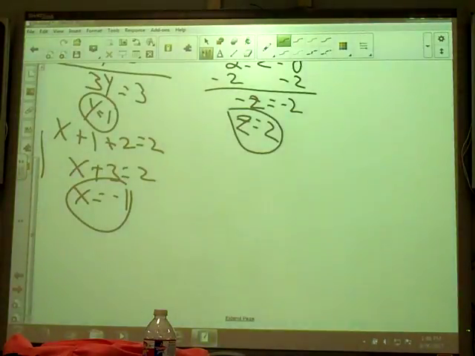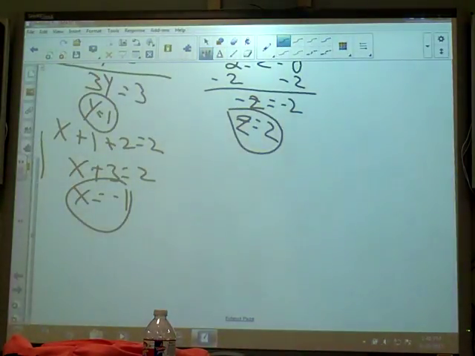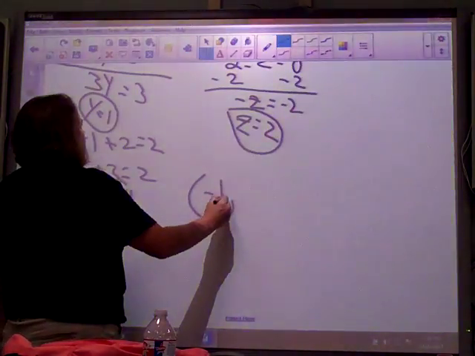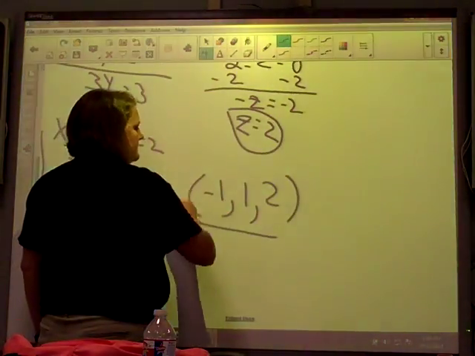Now when we did these yesterday, our answer was an ordered pair, x comma y. Now we got an ordered triple: x, y, z.